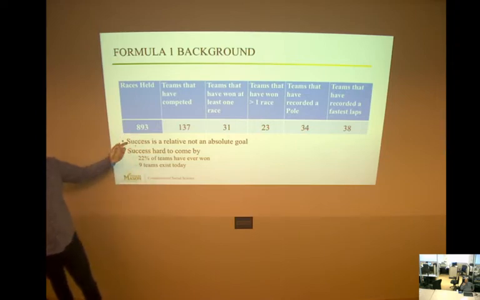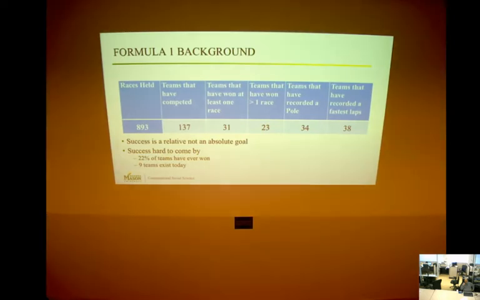But the interesting thing about Formula One or motor racing is that success is a relative thing. You just need to be quicker than the next person. Just like, how do you avoid being eaten by a bear? Just be quicker than the person behind you. So it's not about outright speed. The question is, how do you compete in this sort of environment? In terms of success, it's hard to come by. 22 teams have won a race.